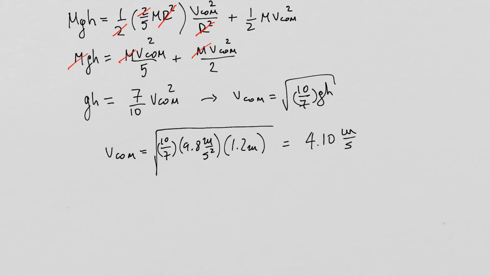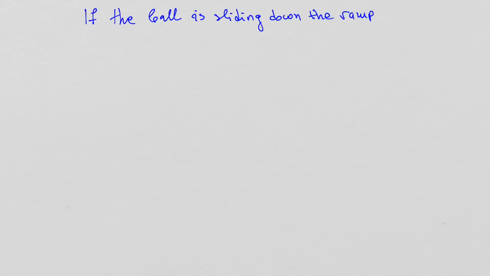So the final result for the velocity of center of mass is 4.10 meters per second. If the ball is sliding down the ramp, let's say it doesn't roll, it just slides, then the result for the velocity of center of mass will look different.